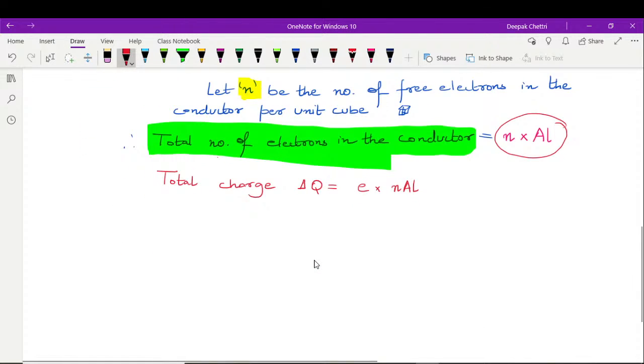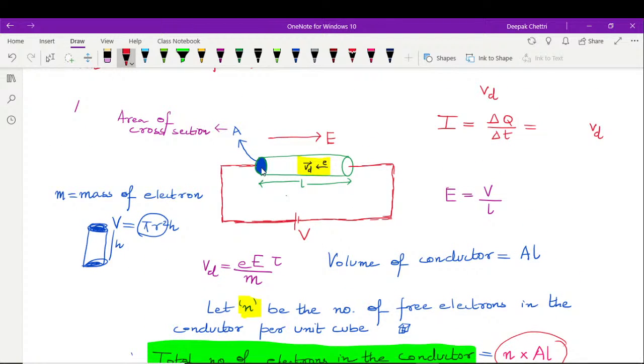Now, you know the formula for current. Current I is equal to delta Q by delta T, charge divided by time. Now what is delta T? Delta T is the time taken by the electron to go from this corner to this corner. How will we get that?